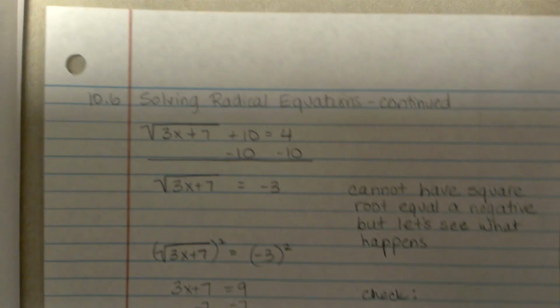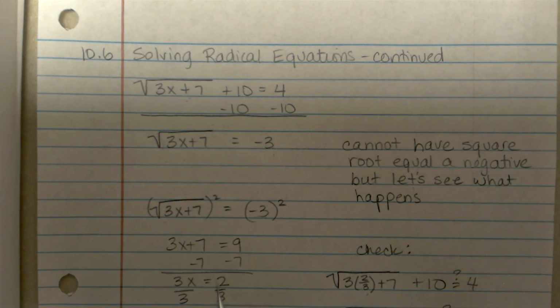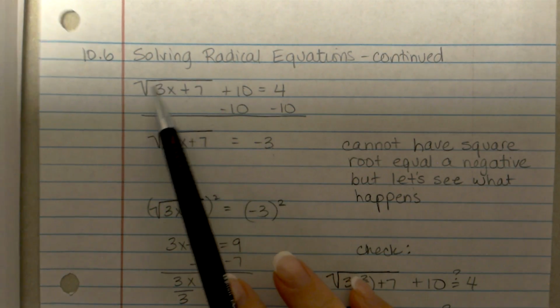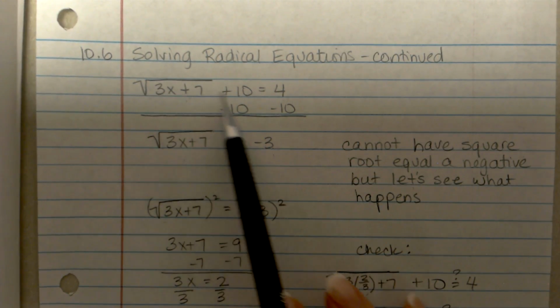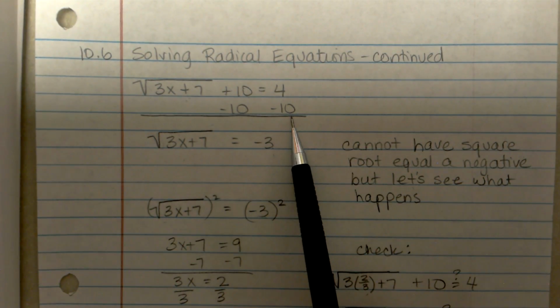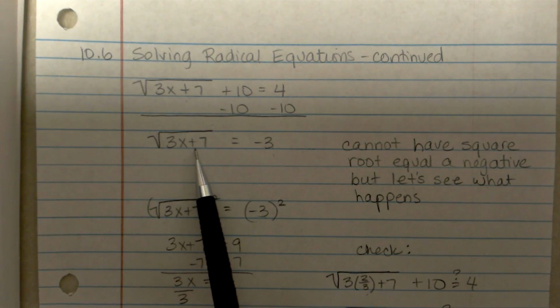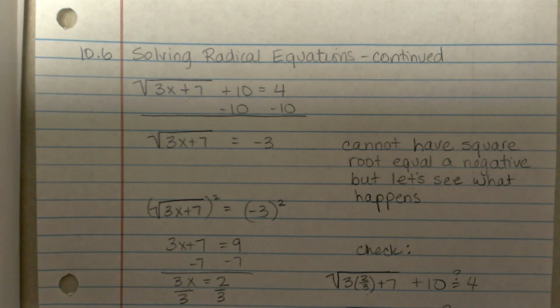All right, heads up, this next one's going to have an extraneous solution. So here we go. We don't have the radical isolated, so we got to get rid of the 10. It's being added, so we subtract it from both sides. Whatever I do to the left, I have to do the right. I get a radical on the left, so that's good.